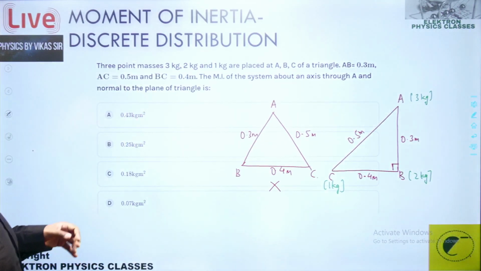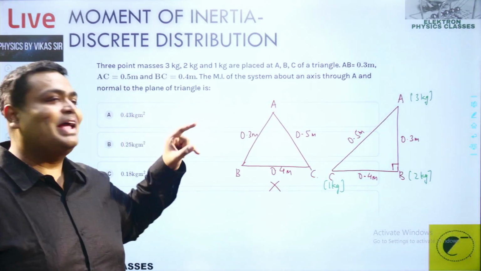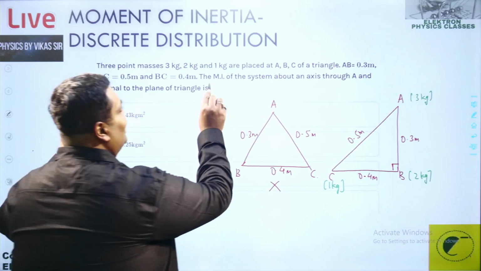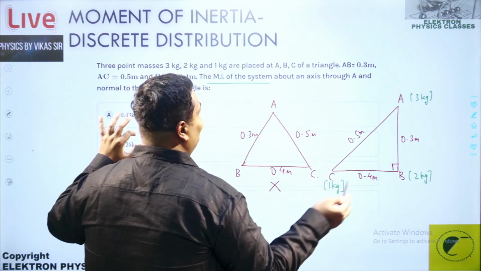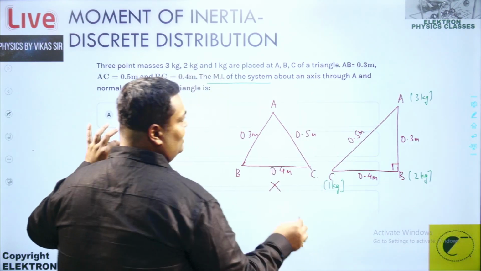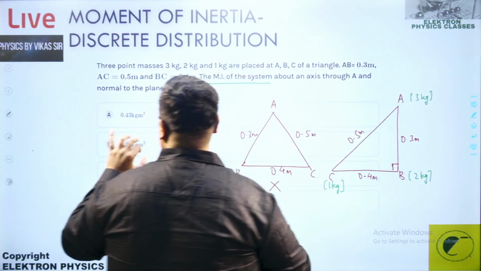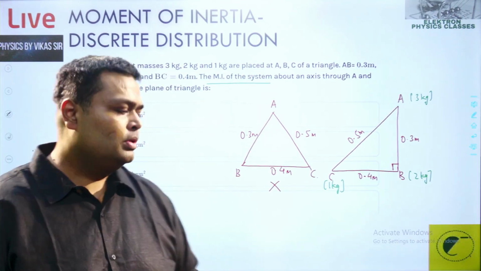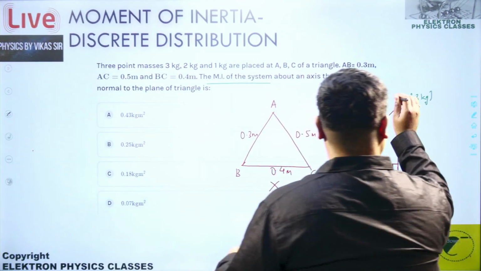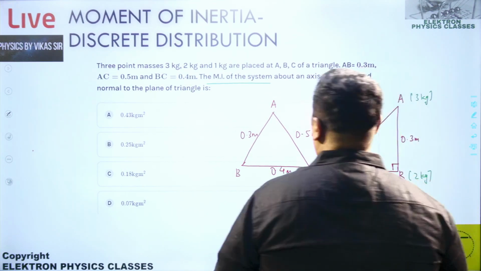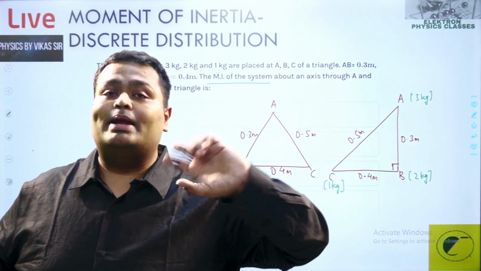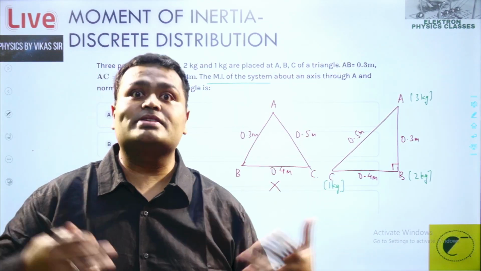And MI, moment of inertia, MOI I should say, about an axis through A. So the axis is through A, and normal to the plane. Normal means what? Normal means perpendicular. So perpendicular to this what? Perpendicular where? Outside or inside? I have a symbol to explain that.